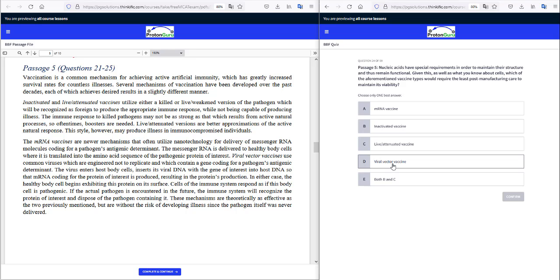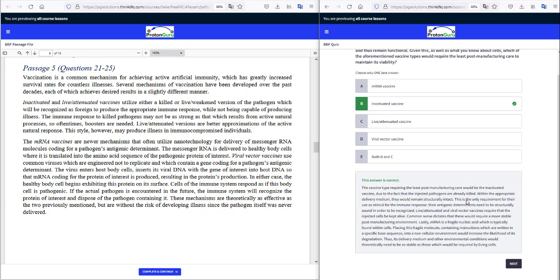So its delivery medium and other environmental conditions would theoretically need to be as stable as those which would be required by living cells. And the question even tells us that nucleic acids have special requirements, so really we only need to know that mRNA is a nucleic acid. This brings us to the viral vector vaccine choice. We can say a lot of the same things about that as we can about the live attenuated vaccine that we've already discussed. So it seems that the inactivated vaccine would require the least post-manufacture care to maintain its viability.